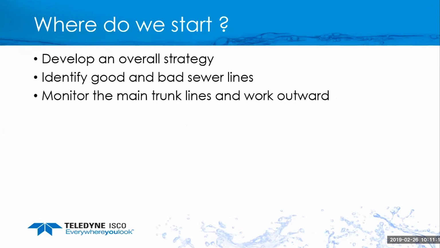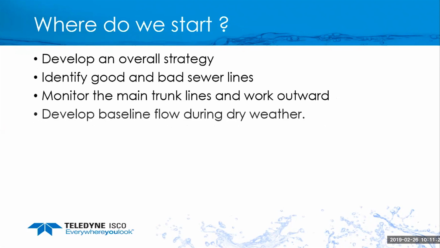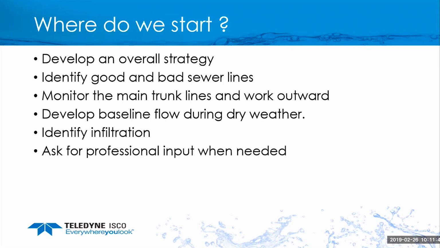So where I would start is you start in the main trunk lines and start to work out to identify where your potential problems could be. And how do you do this? Develop a baseline flow during your dry weather period, and then identify the infiltration. So you're going to notice that during rain events, you're going to have a lot more water going through those channels. And you can always ask for professional help from engineering firms or from your local ISCO representative.